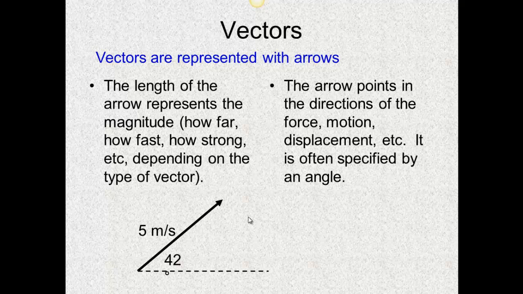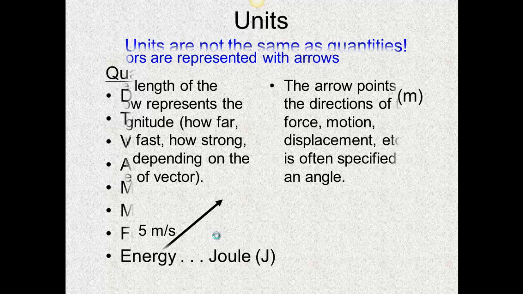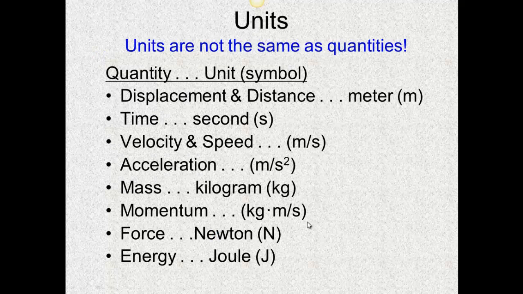So vectors, we generally indicate a vector by having an arrow, and the arrow points in the direction that the vector goes. So this would represent a vector going at 42 degrees above the horizontal at 5 meters per second. Right? So units are not always the same as quantities.